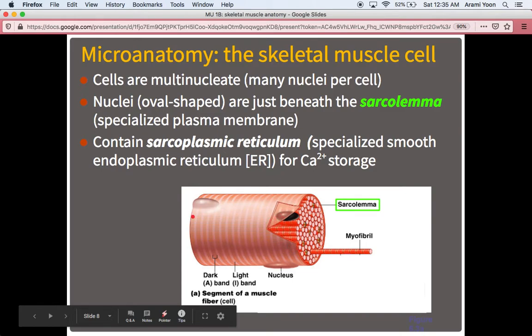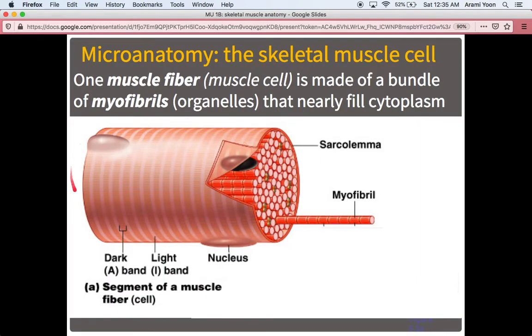Why is that? Why aren't they in the center of the cell? Well, that's because the entire muscle cell is full of these myofibrils that fill up pretty much the entire cytoplasm. And remember, it's because the function of the muscle is to contract all at once as one single unit in one fluid motion.